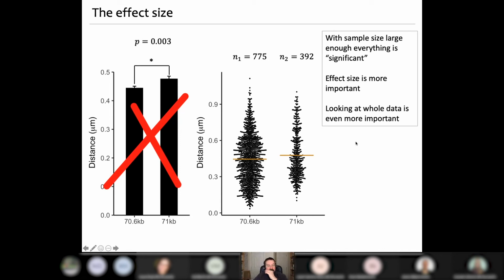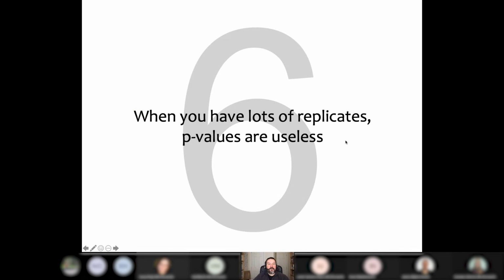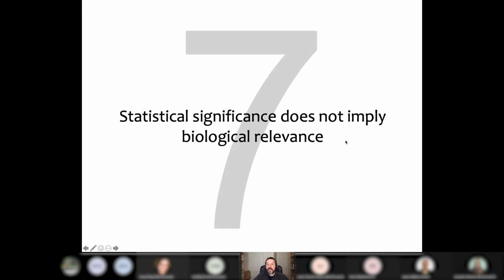Significance on its own, it's not really that important. Effect size is more important. You really need to look at the whole data to see what is important and what is not. When you have lots of replicates, p-values are useless. And also, significance does not imply biological relevance.